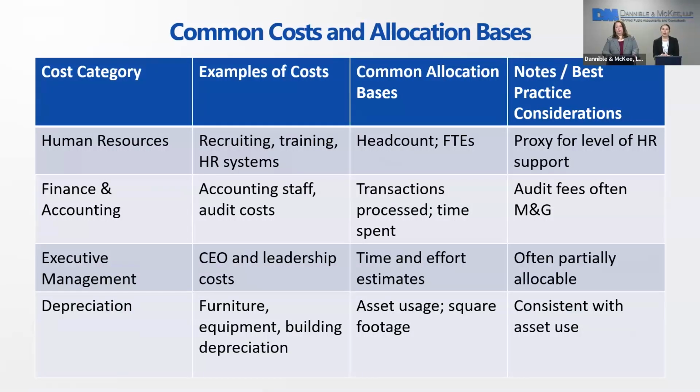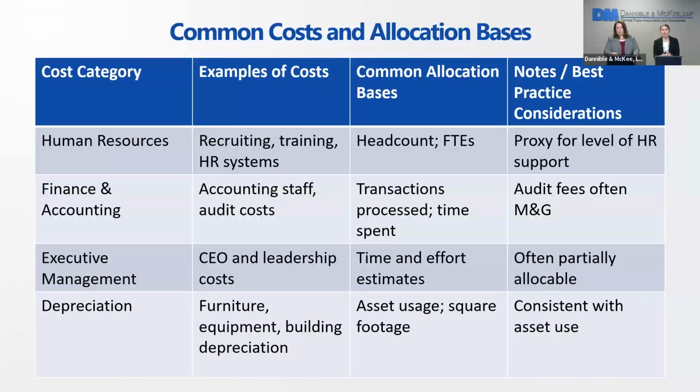Looking at additional cost categories such as human resources, that could include recruiting, training, HR services, and systems. A common allocation base would be your headcount or full-time equivalents. Best practice there: a proxy for level of HR support.